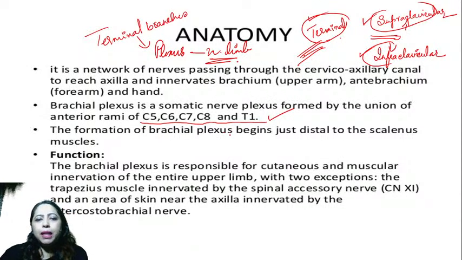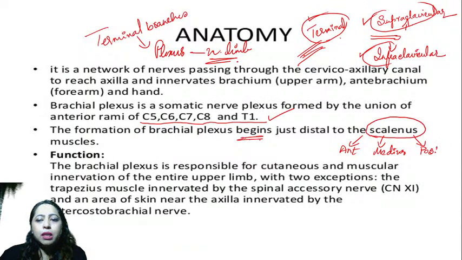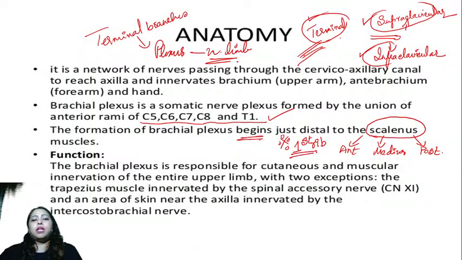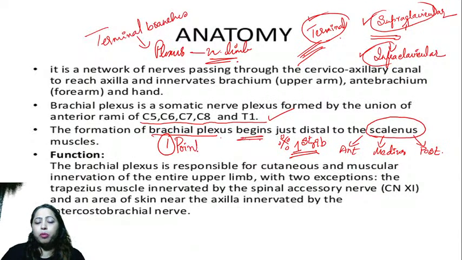The formation of brachial plexus, where does it begin? It depends on where exactly the muscle is. Which muscle are we talking about? The scalene muscles. We have the scalenus anterior, scalenus medius, and posterior. All these muscles are attached to the first rib. So the first rib is an important structure in the neck. This is where the brachial plexus begins. This is the first point to remember, where it starts.